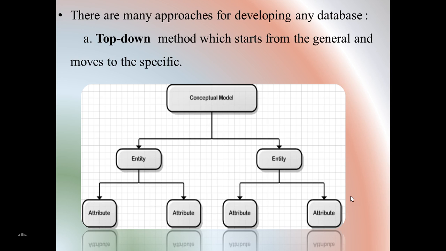The process of specialization to refine an entity type into subclasses is another example of top-down database design. As you can see from this picture, you start with the conceptual idea about the model, and then you identify your entities, and then you identify your attributes.